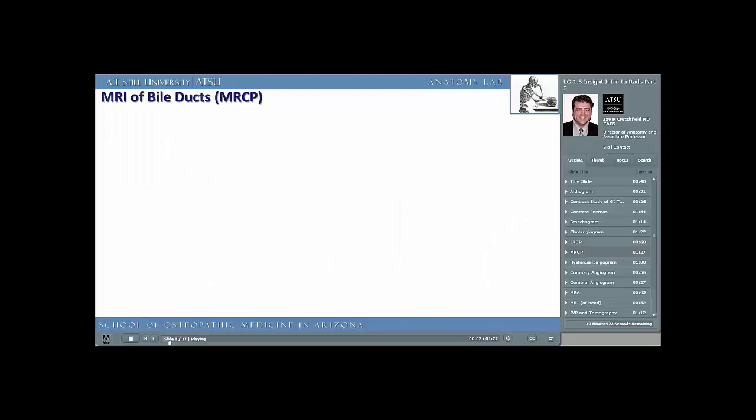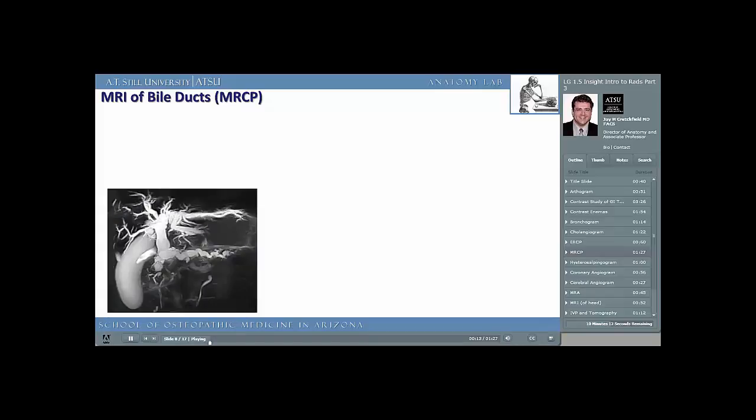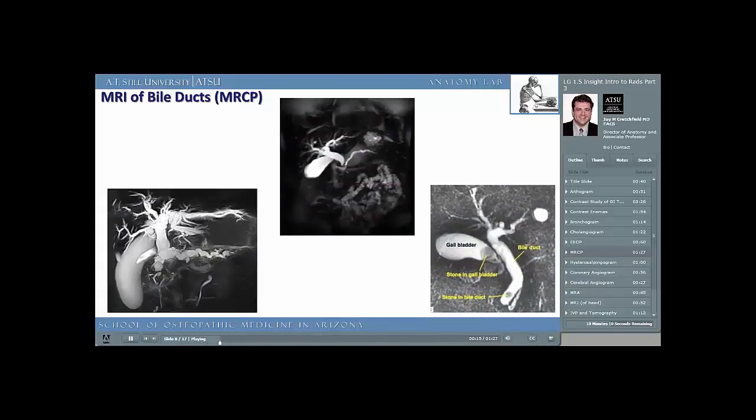MRI technology allows us to obtain non-invasive images of the bile ducts. Here we see three images of bile duct anatomy obtained using an MR scanner. This is known as an MRCP, magnetic resonance cholangiopancreatogram. As opposed to the intraoperative cholangiogram, which requires a catheter to be placed directly into the common bile duct via the cystic duct, and in contradistinction to the ERCP, an MRCP may only require light sedation if your patient's claustrophobic, as MR scanners are a rather tight fit.